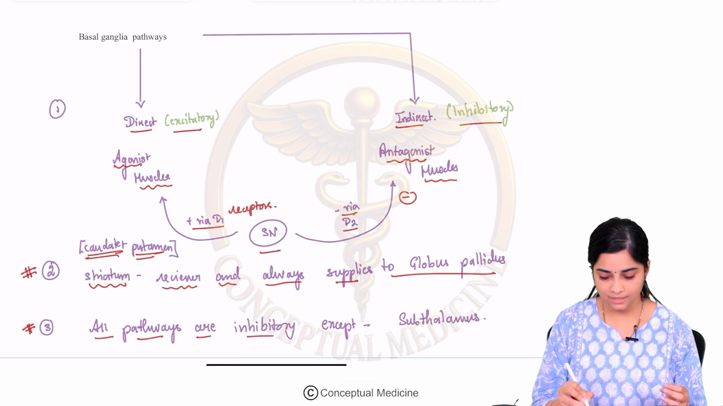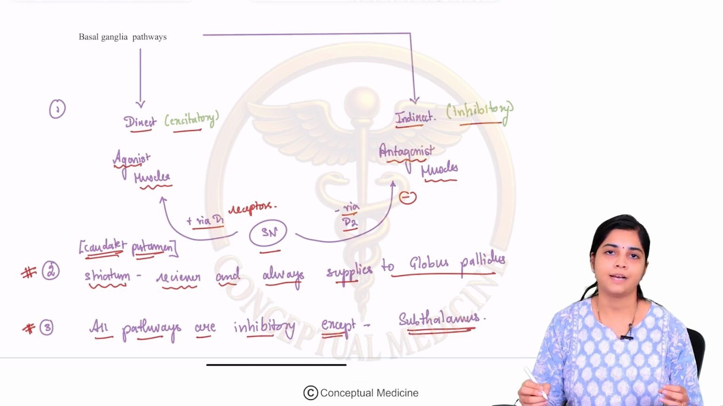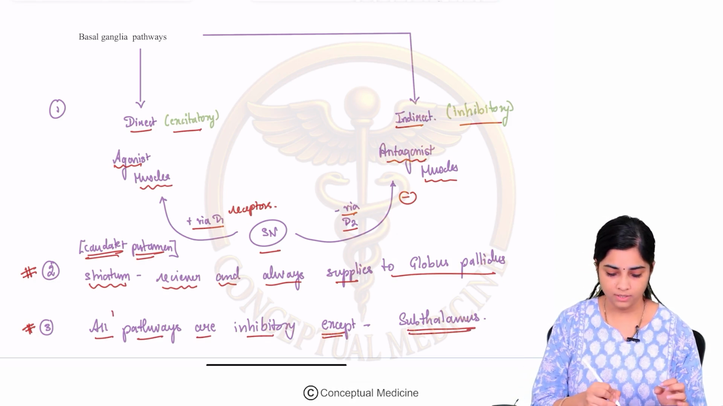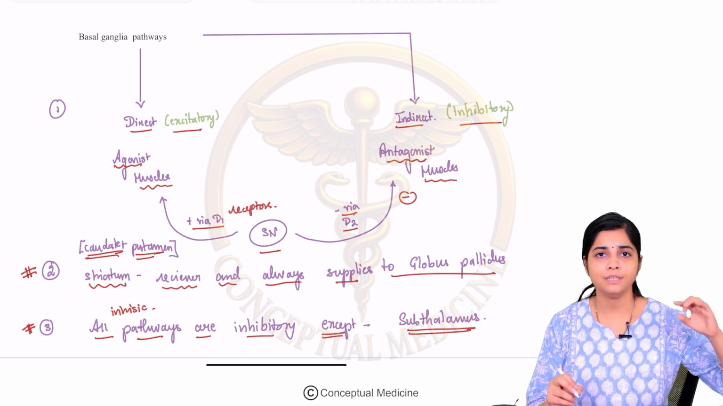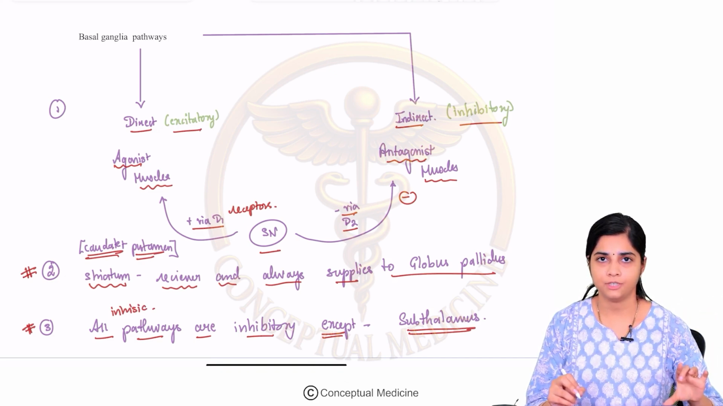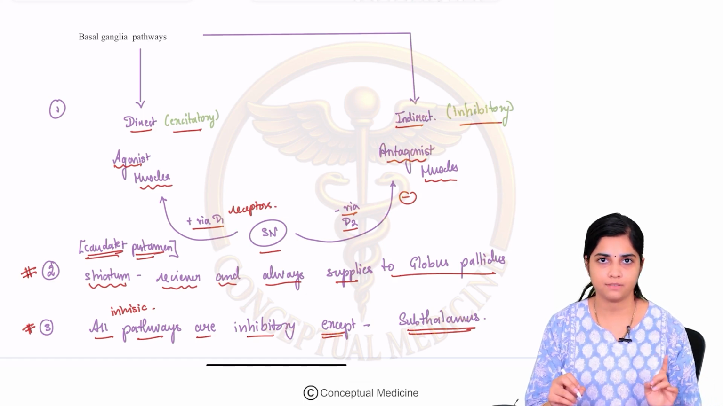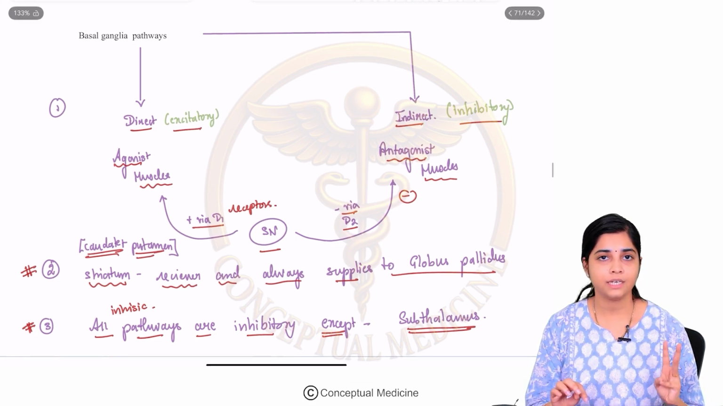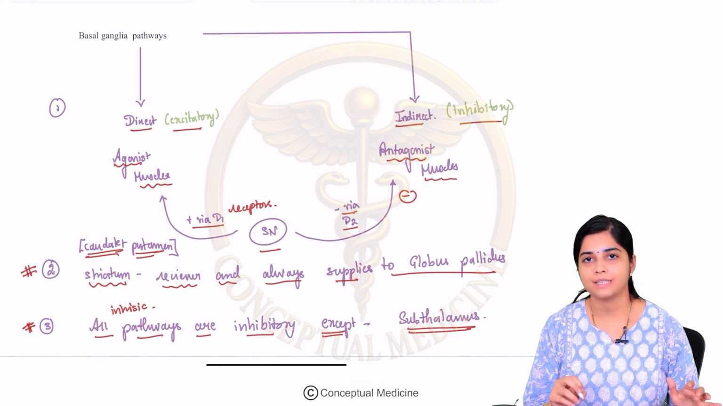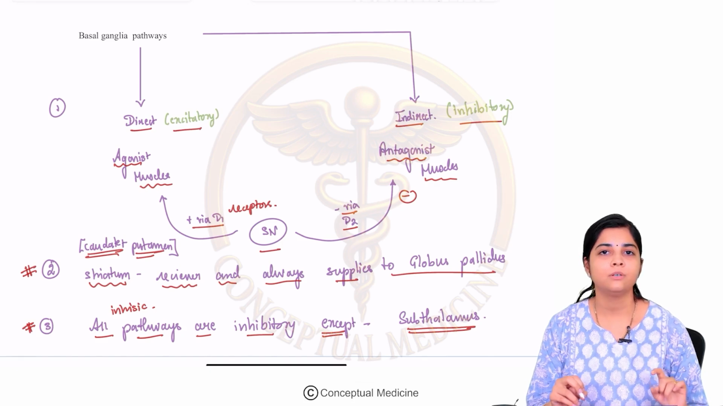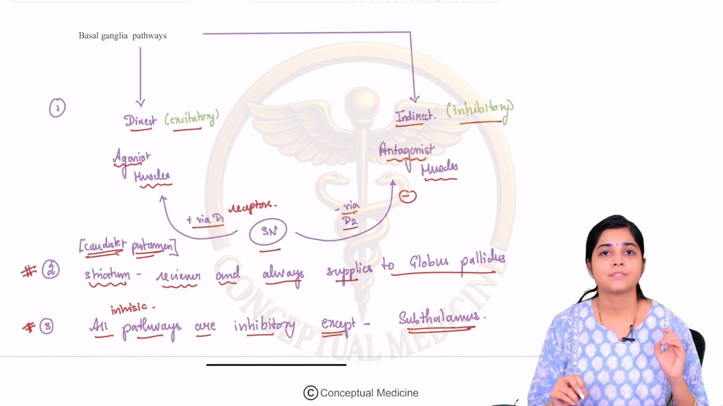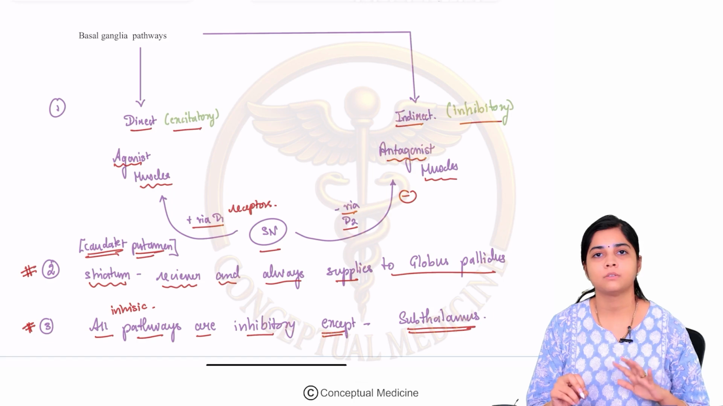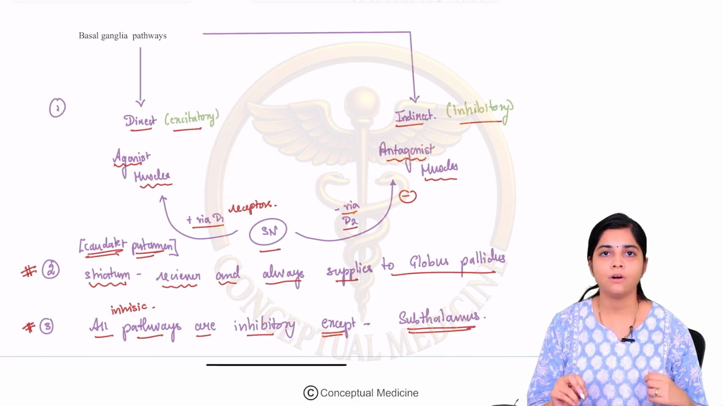All pathways are inhibitory except the one with the subthalamus. All intrinsic pathways are inhibitory in nature. So basically, when you go through the pathway, all the pathways are inhibitory in nature, except the output of the subthalamus. Let us understand the basics again. The 3 concepts are: the direct pathway is excitatory to the agonistic muscle. The indirect pathway is inhibitory to the antagonistic muscle. The striatum is always the receiver and it gives its output to the globus pallidus. And all intrinsic pathways are inhibitory in nature except the subthalamus.